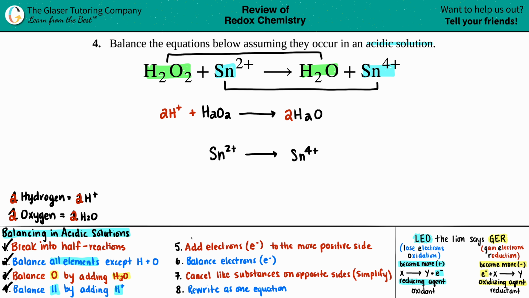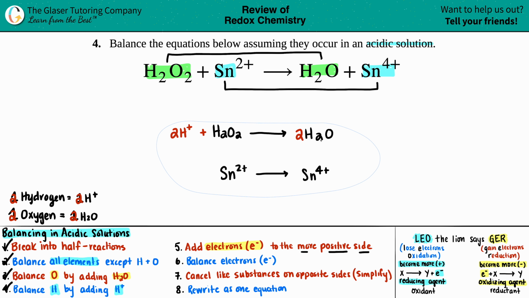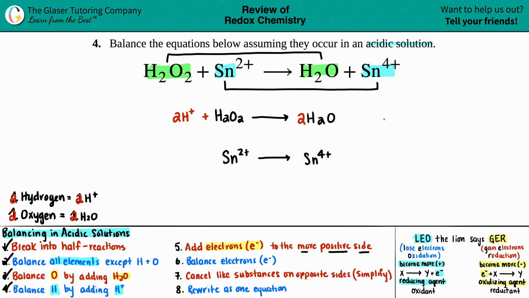Step number 5 is now, since all the elements are balanced, we now talk about electrons. And we're going to add electrons, which is the e minus, always to the more positive side. So what I like to do here, I'm just going to give myself a little bit more room, is I like to split these down the middle. Because what we're going to do is see what the total charge is of the left side and compare it to that of the right side.